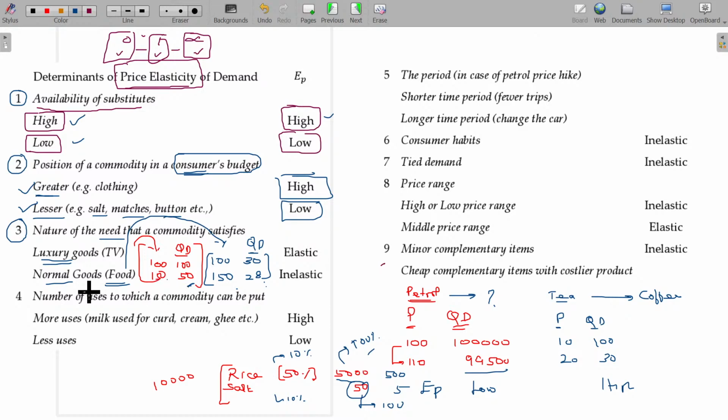For luxury goods, quantity demanded will have more impact, because this one is a normal good. In luxury goods, the elasticity will be higher. In normal goods, the elasticity is lower, otherwise called inelastic.